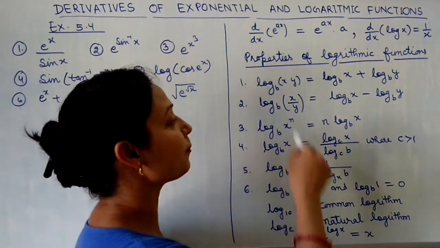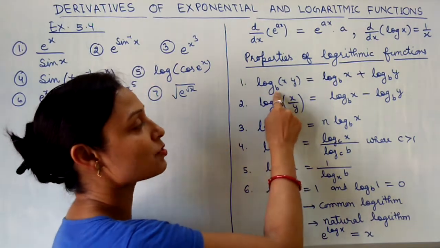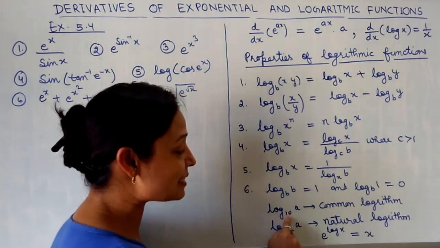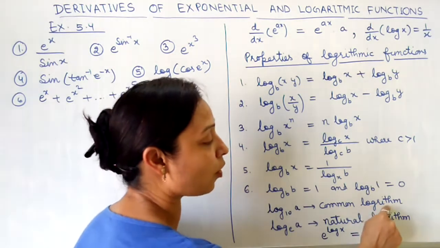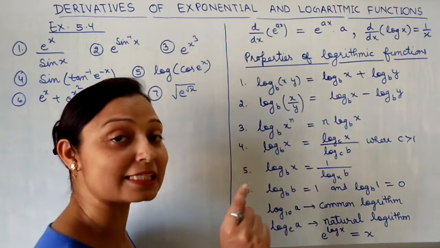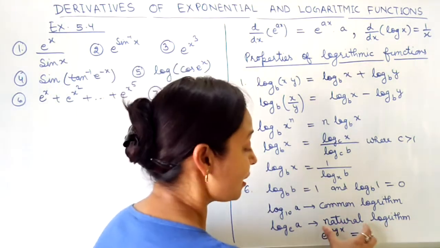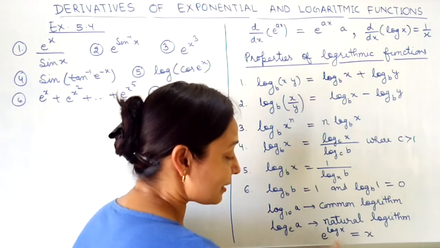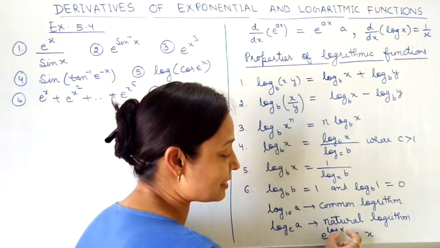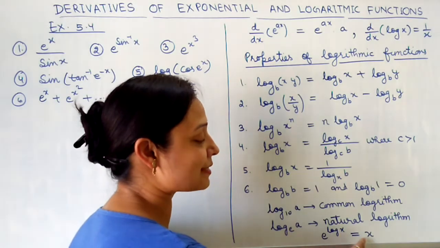So let's start with the properties, log base b of xy. What is this b? This is known as the base of the logarithmic function. If there is base 10, it is known as common logarithm. And if in place of 10 there is e, that is known as natural logarithm. Exponential and logarithm are inverse of each other, and the values cancel, so we get only x. That means exponential of log x is equal to x.